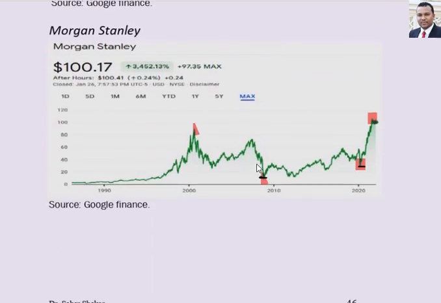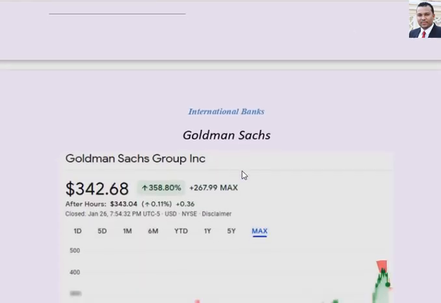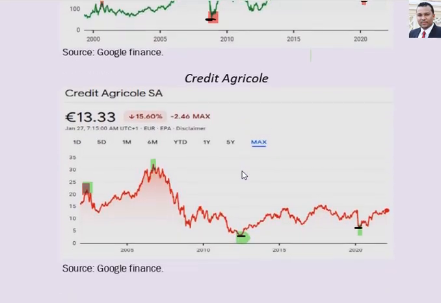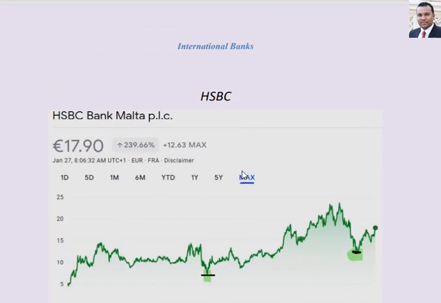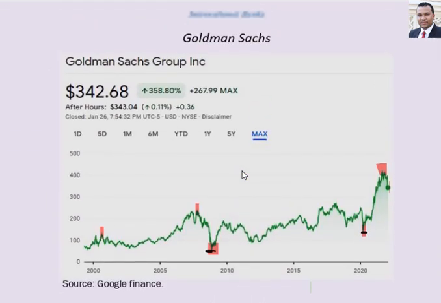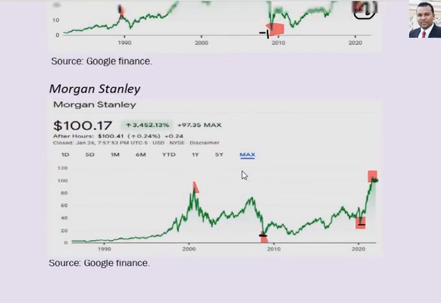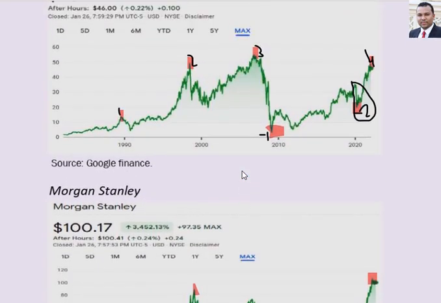The same for Morgan Stanley, when we compare the impact in the first quarter of 2020 due to COVID-19 with the lowest level before 2010 due to the economic crisis. Goldman, the same, Crédit Agricole, and HSBC. So the summary of this case study is that the negative impact due to COVID-19 is lower than the negative impact due to the economic crisis before 2010.